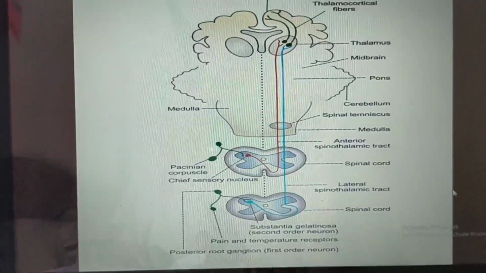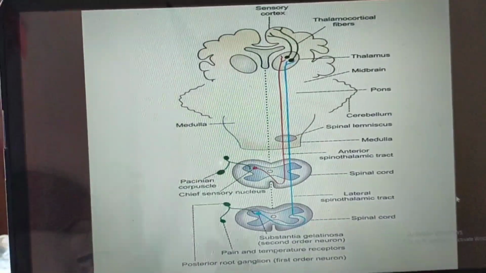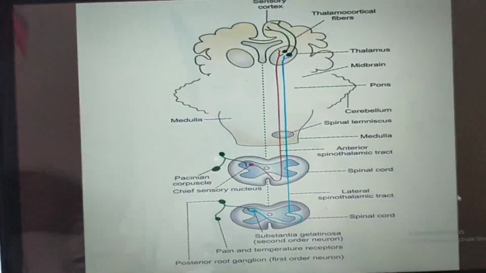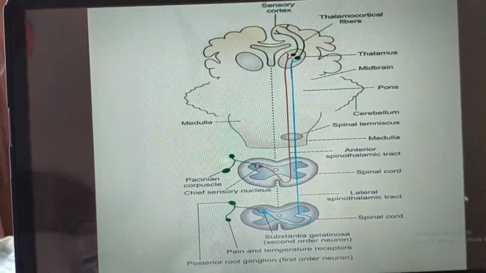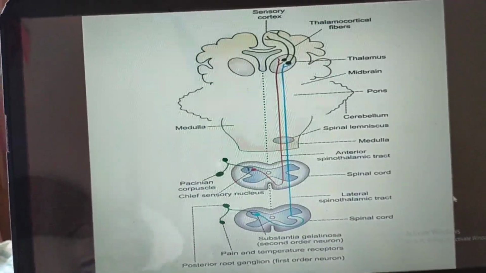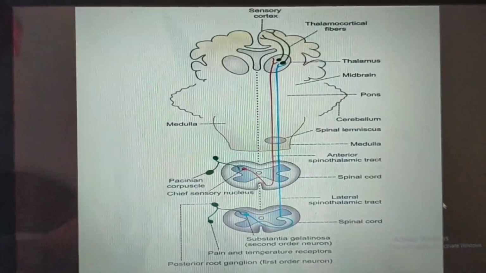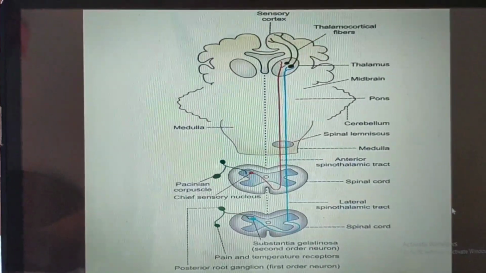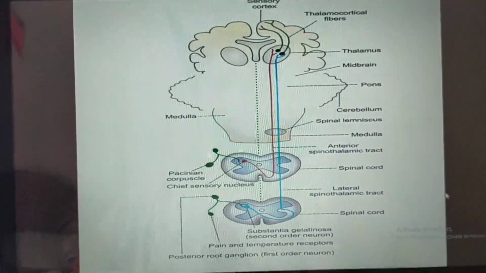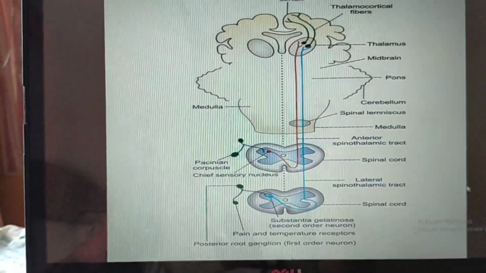If the impulse travels via first order neuron from the chin through branches of the mandibular nerve, it would reach the brainstem via trigeminal nerve. First order neurons carry the impulses into the brainstem and travel to the spinal trigeminal nucleus. So this was the pathway.